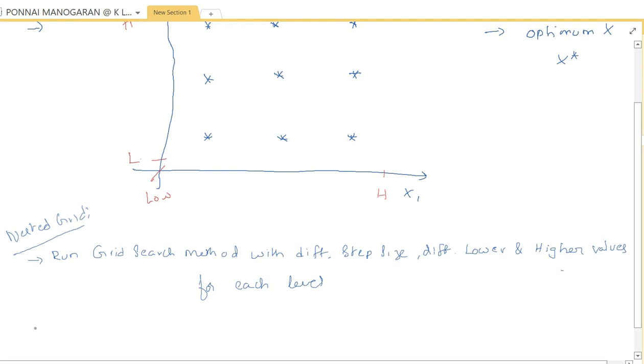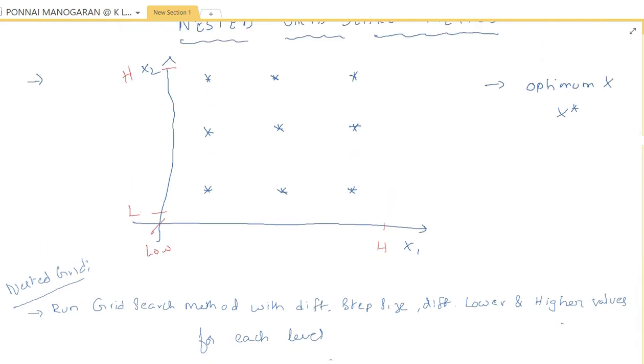And this nested grid search technique we will perform around the optimum point. We will perform the searching around the optimum solution only. Say for example, in our first level, if I found this middle point to be the optimum solution, then during the second level I will decrease the range around this optimum point.